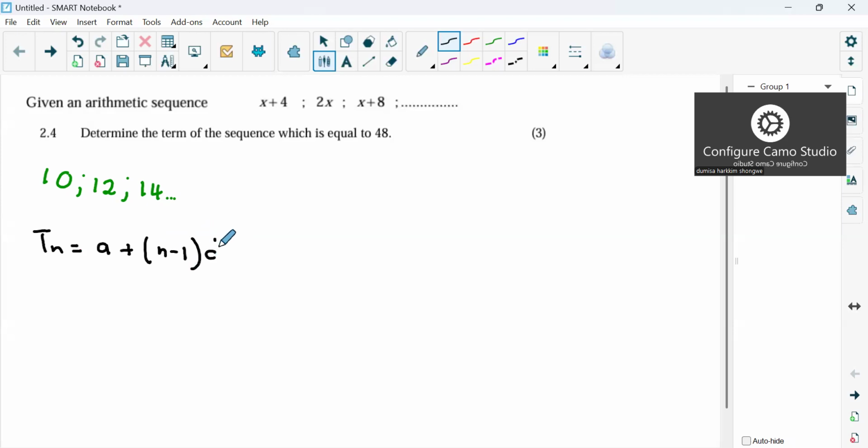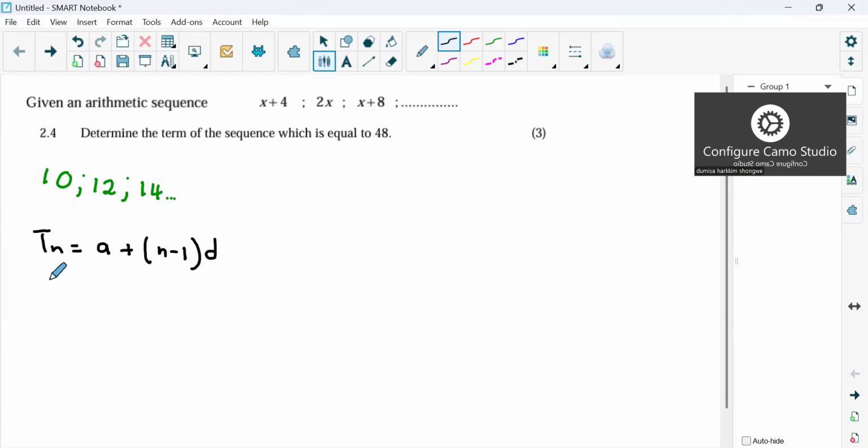Now remember, we already know what our pattern is. Our pattern is 10, 12, and then 14. So we already established our common difference. What did we say our d was here? It was 2. So we have 2 as d. Right? So now we are going to substitute based on what we have.